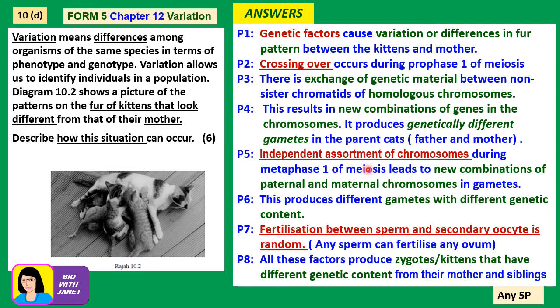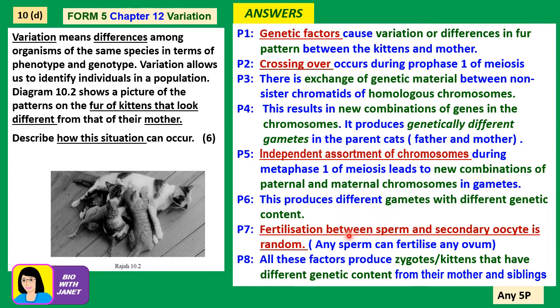Now, the second factor, so a new paragraph, is independent assortment of chromosomes that occurs during metaphase 1 of meiosis. This leads to new combinations of paternal and maternal chromosomes in the gametes, and again it produces gametes which are genetically different, or with different genetic content.